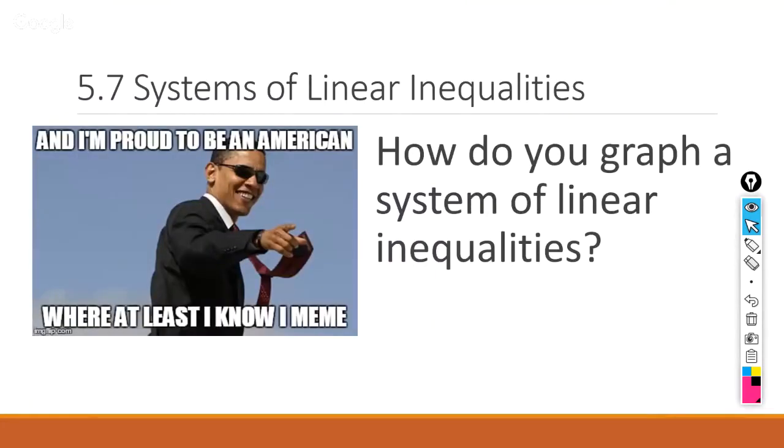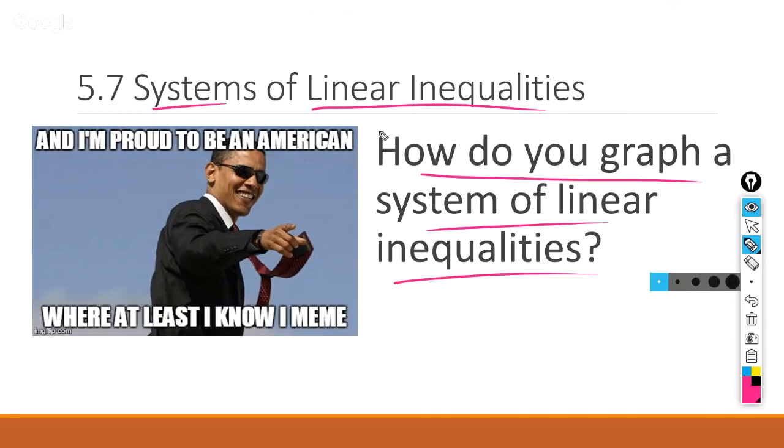Here we go. Last chapter is systems of linear inequalities. Really exciting stuff. How do you graph a system of linear inequalities?